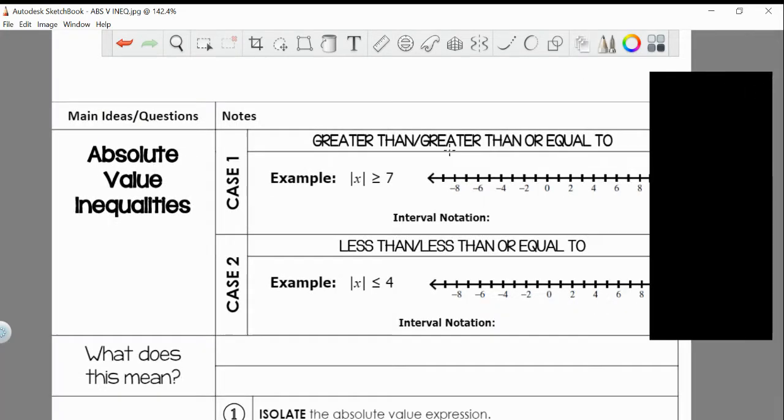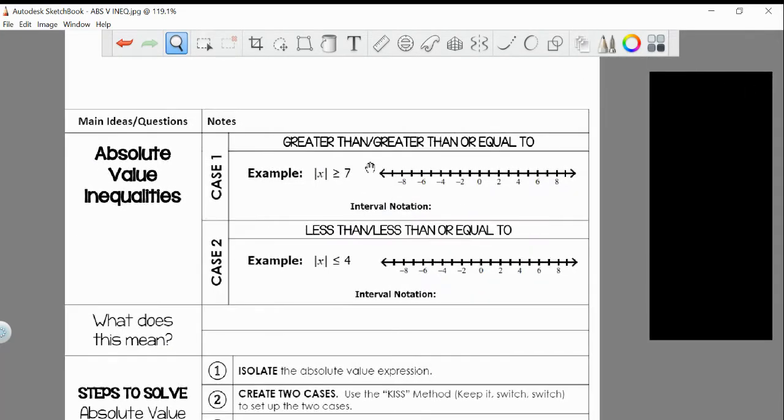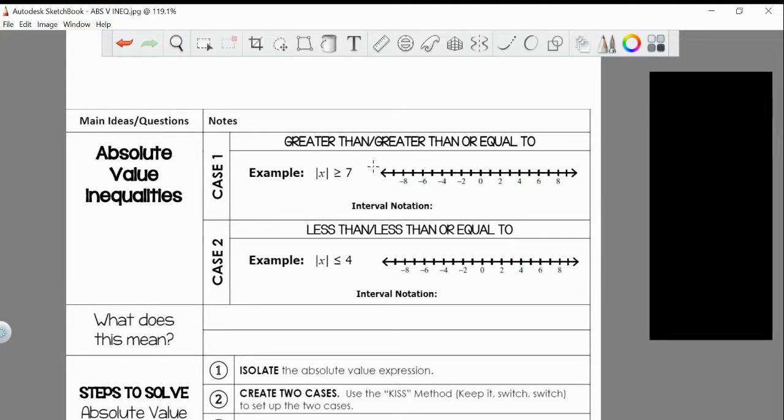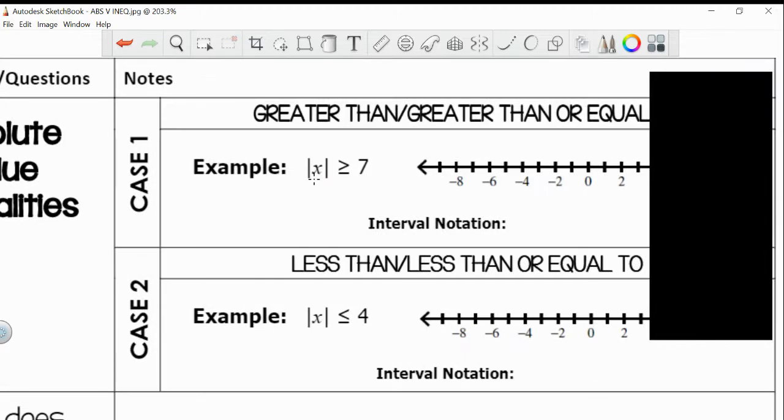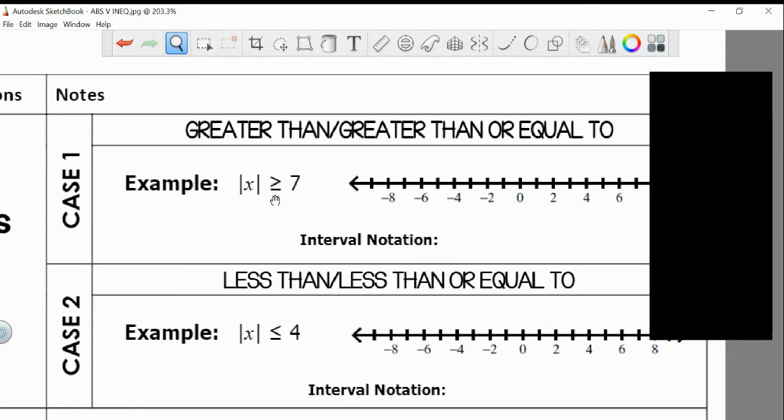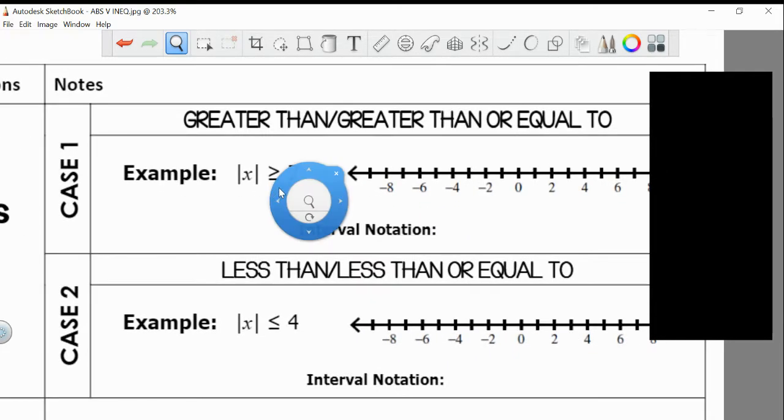All right. Welcome, everyone. We're going to talk about absolute value inequalities today. And so let's just look at some inequalities. When it comes to inequalities, it's things that are not equal. That's what inequalities mean. And so we have this: the absolute value needs to be greater than or equal to 7.